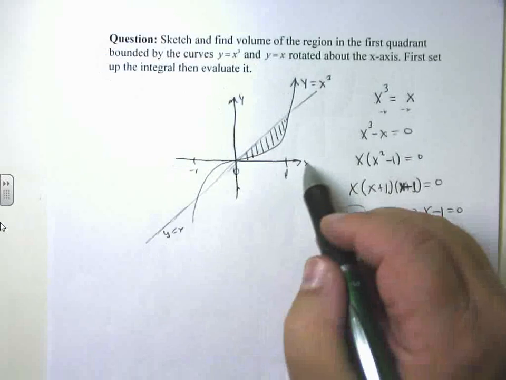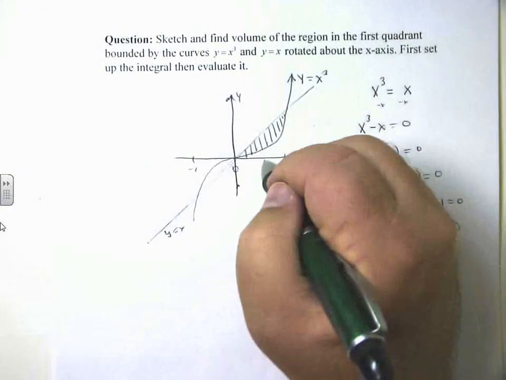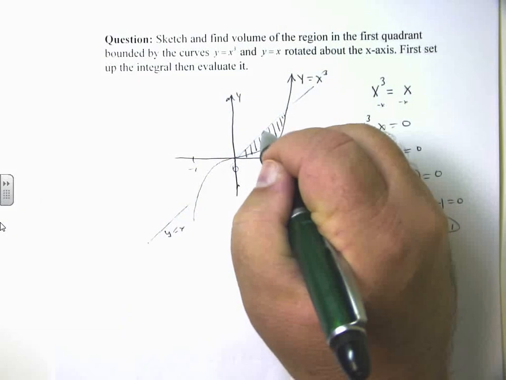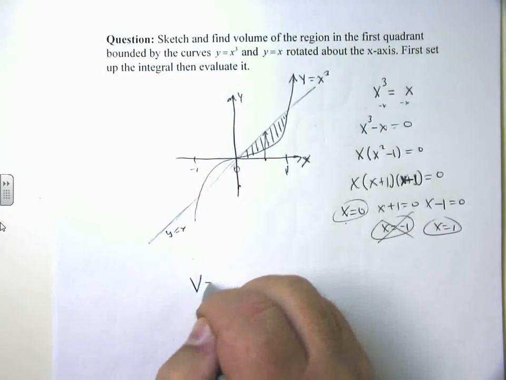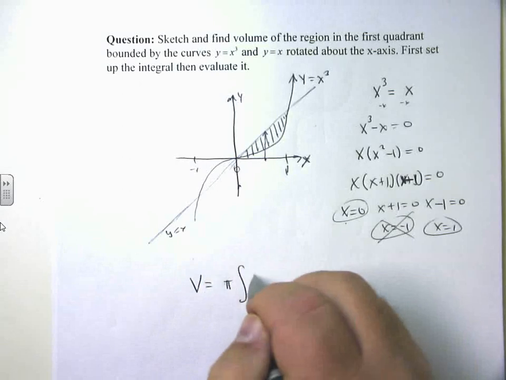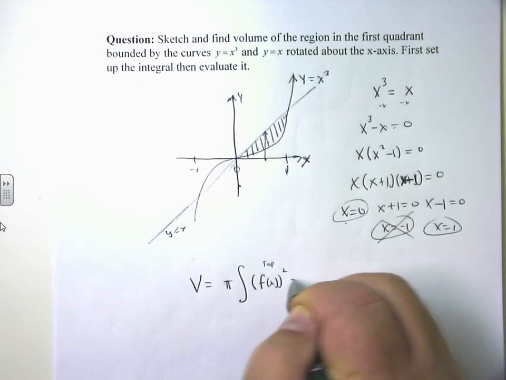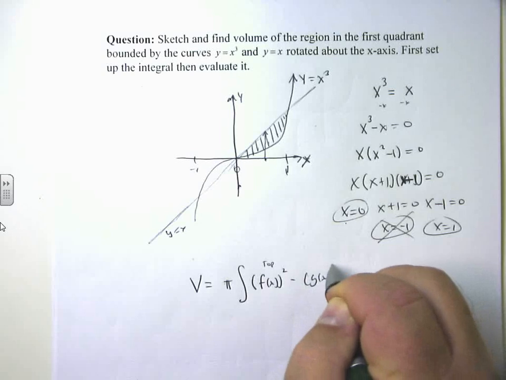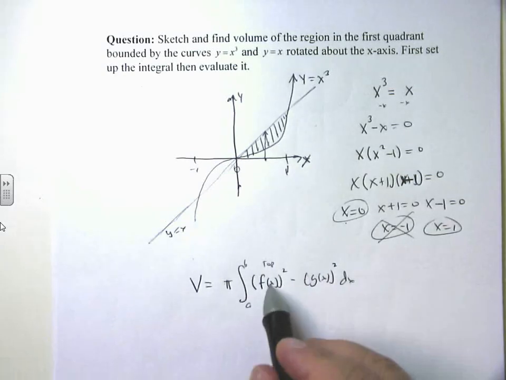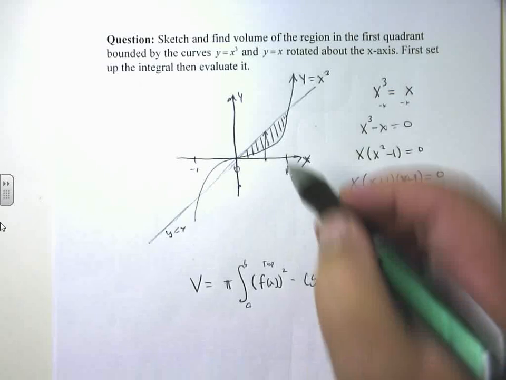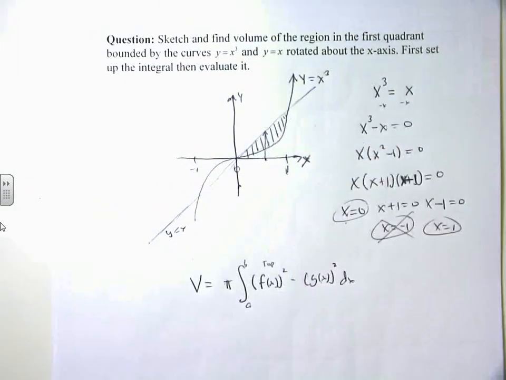But we want to rotate around the x-axis. When rotating around the x-axis, you've got your big radius from the axis of rotation to the outside edge, and you're going to use this formula. Volume equals pi times the integral of f of x, which is your top function, squared, minus g of x, which is your bottom function, squared, dx from a to b. This is your big radius, this is your little radius, but when it's y equals 0, the x-axis, subtracting 0 just gives you the functions back. That's the connection between the two.